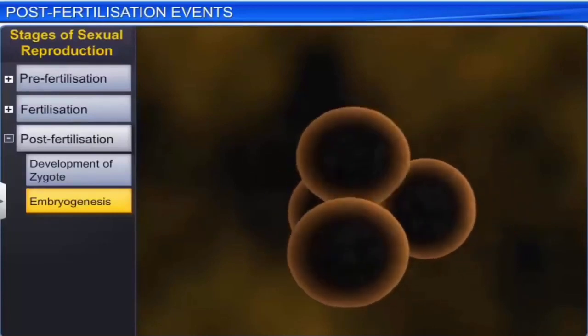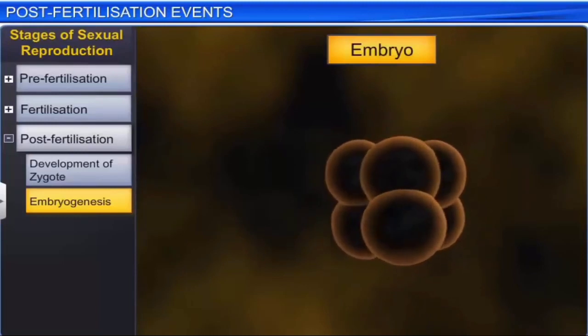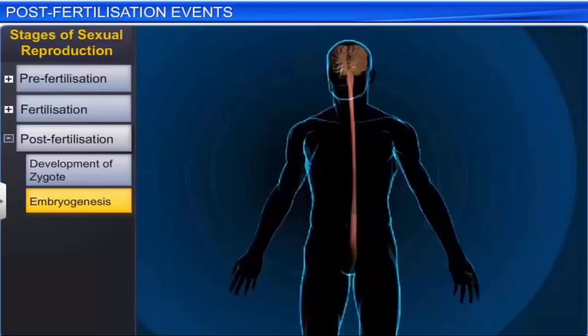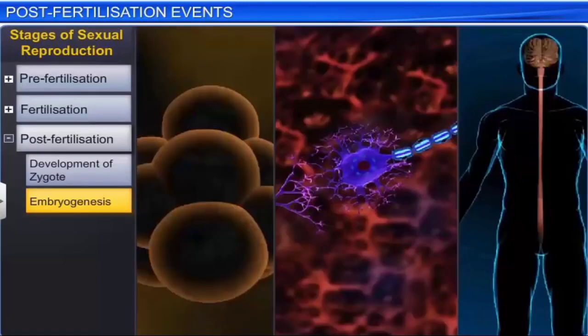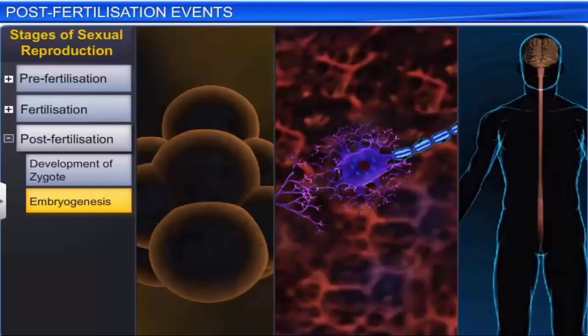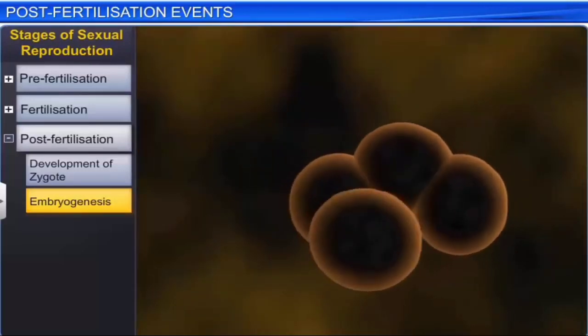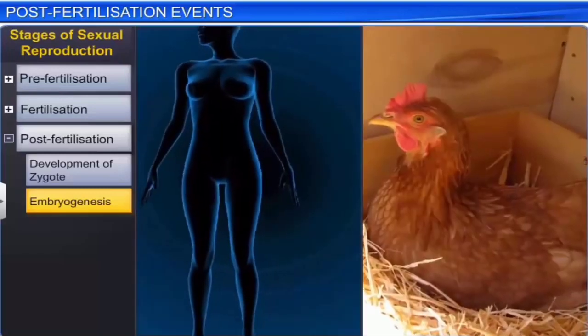For example, the cells of an embryo differentiate to form nervous tissue, which later develops into organs such as the brain or spinal cord. Embryogenesis, which occurs in almost all animals, can take place inside or outside the body of the female.